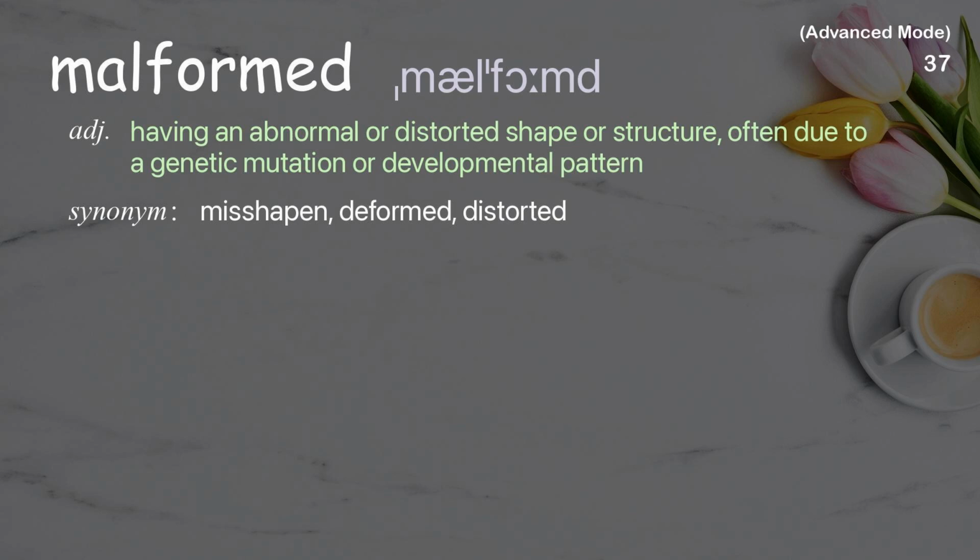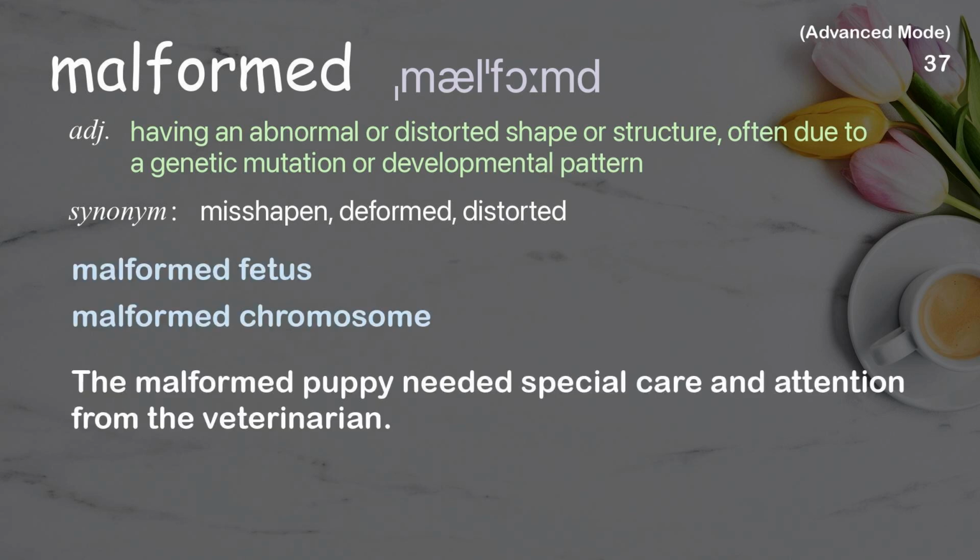Malformed. Having an abnormal or distorted shape or structure, often due to a genetic mutation or developmental pattern. Examples: Malformed fetus. Malformed chromosome. The malformed puppy needed special care and attention from the veterinarian.